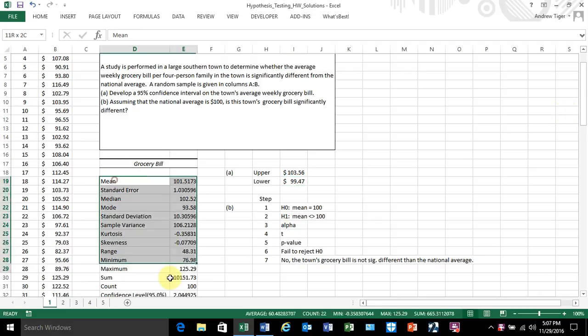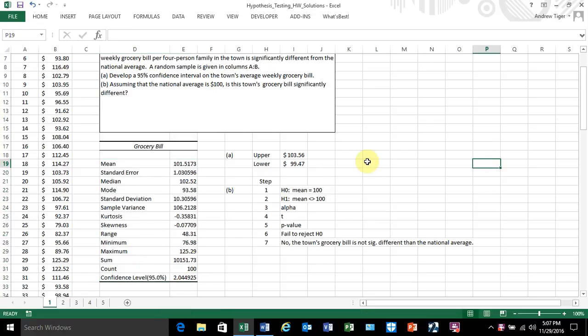So I did descriptive stats and got some information I'm going to need, and I used this confidence level number to generate my upper and lower from the mean. So the mean is 101, and I can say that I'm 95% sure that the mean is between $99.47 and $103.56. It's not quite the same definition, but it's close enough for what we're doing. And you can see that 100 is in that. So I can't say that it's different, since 100 is within that interval.